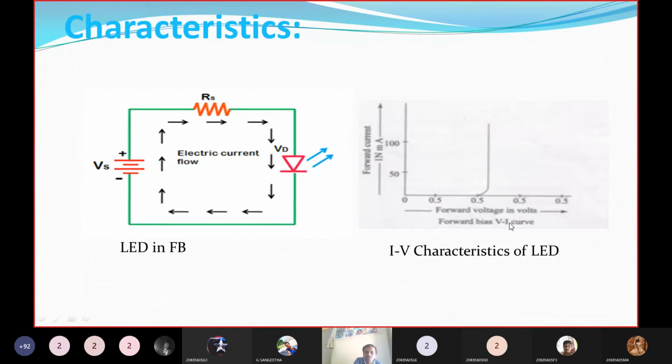If you observe, up to a particular voltage there is no current flow, which means that this LED does not glow. If the voltage is greater than that particular voltage, current flows through the circuit, and then the LED will glow.